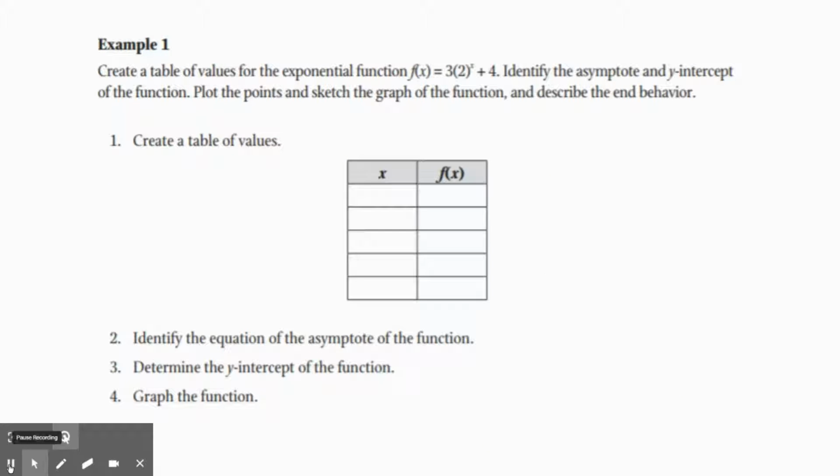Example 1: create a table of values for the exponential function f of x equals 3 times 2 raised to the x power plus 4. The first thing you always do is create a table of values, and be smart about creating this table. Include 0 as an x. That will give you your y-intercept.